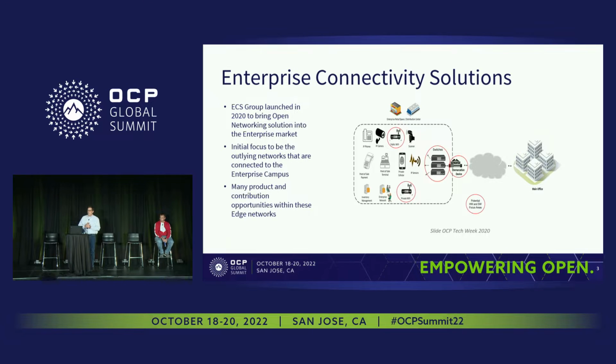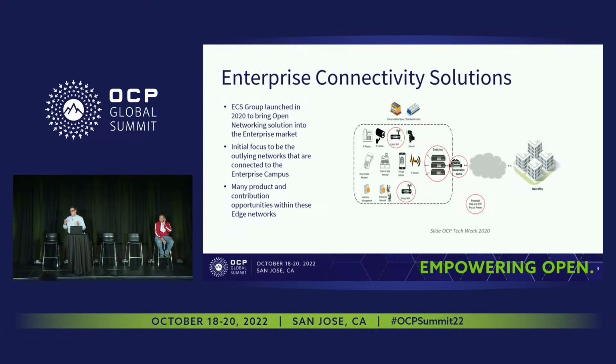This slide here is from Tech Week of 2020, when I did a presentation about what the ECS group is. So we're focused on bringing disaggregated and open solutions into the enterprise market. And this picture here shows where the target is for the ECS group in the beginning. It's not so much the enterprise campus, but the outlying networks from the enterprise campus.